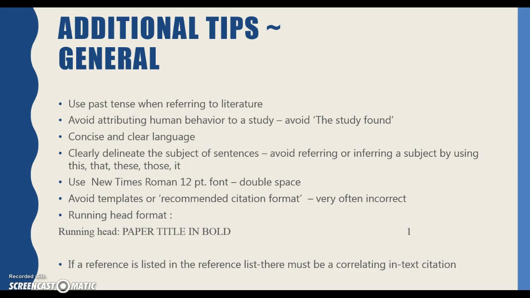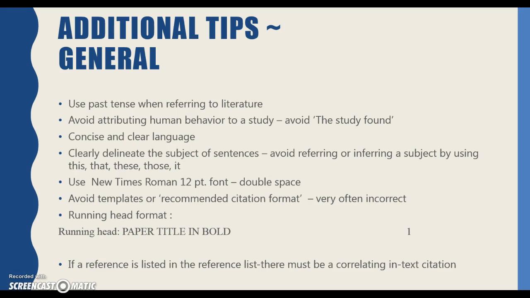You always want to use concise and clear language. Make sure you're telling your reader what the subject is. So that includes avoiding words like this, that, these, those, it. So you don't want to refer to the subject as it. You want to clearly delineate and use forceful voice or active voice in your writing to be very clear what you're referring to so your reader knows.